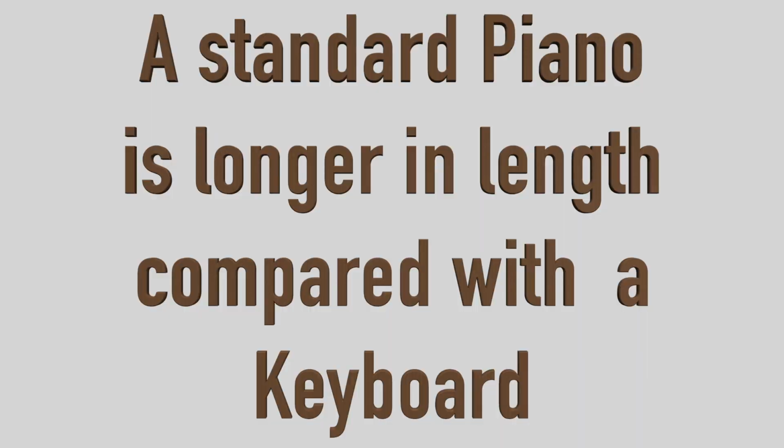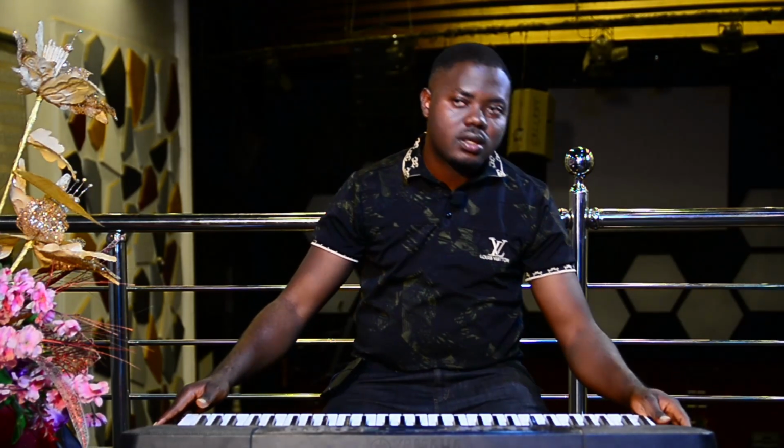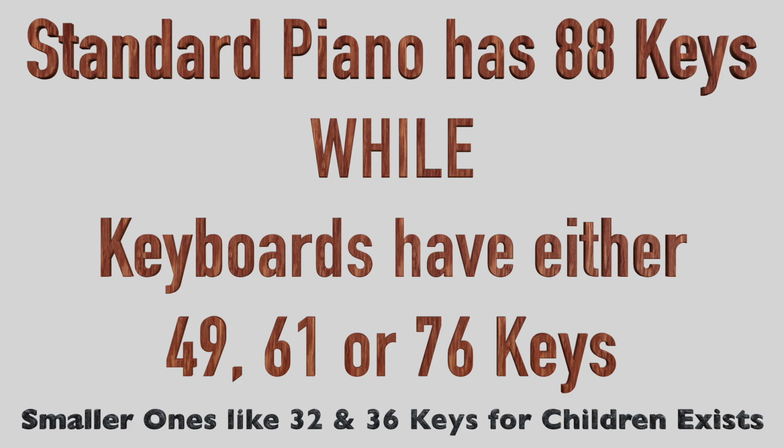And another thing that differentiates piano and keyboard is the number of keys. We have 88 keys, which is 7.5 octaves, on the piano. Okay? 88 keys on the piano. But you have fewer than that on the keyboard.